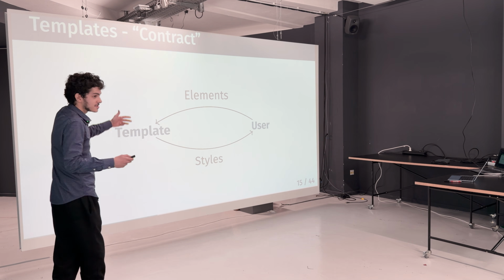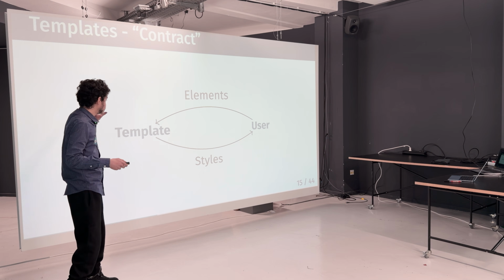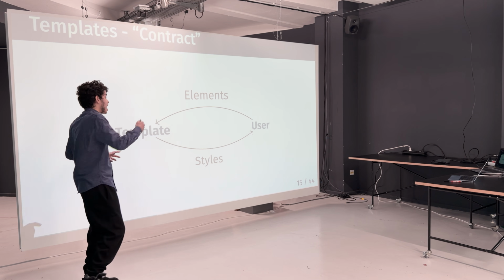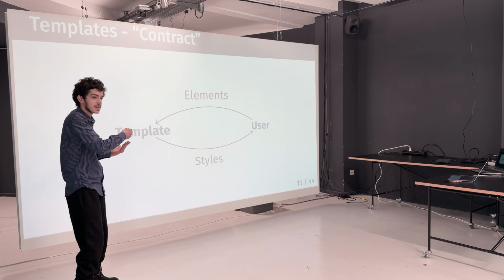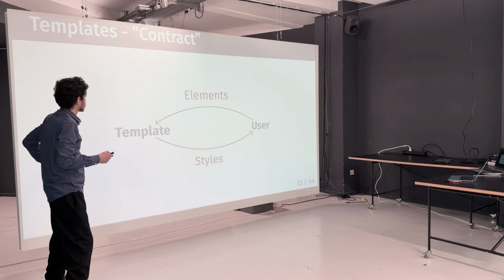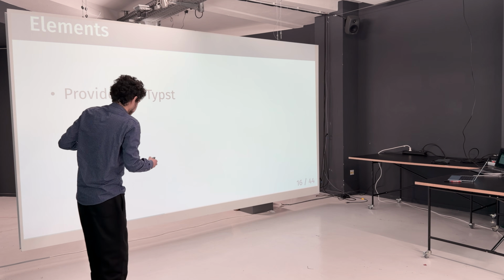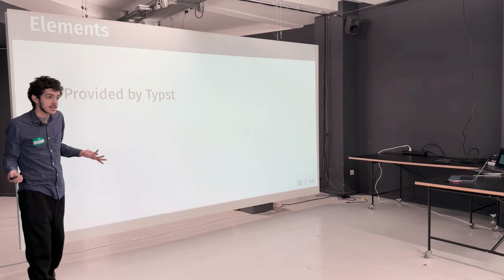So basically, templates are sort of a contract, right? The user of the template will write a document, will create certain elements, and in turn, the template will style those elements. So every time the user creates a heading, the template will provide the correct styles for that heading according to the guidelines that the template is trying to enforce, right? So the elements that the user can use are actually provided by types, right?